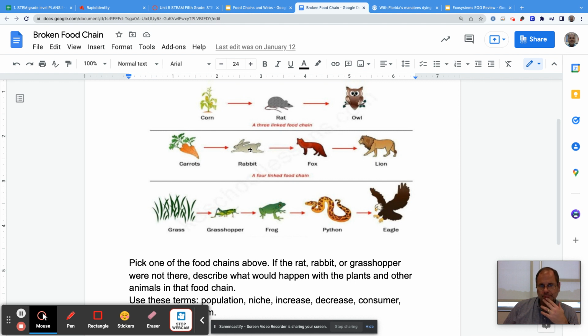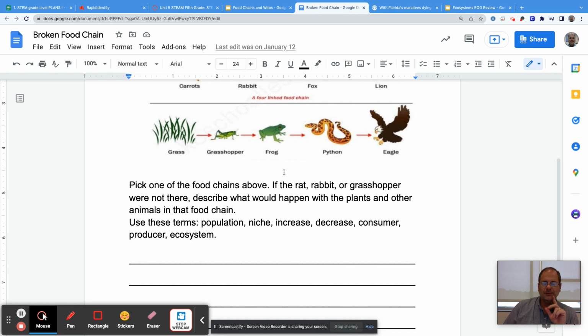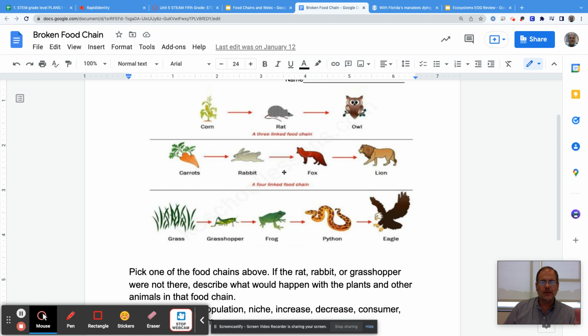The rabbit, something happened to the rabbit and there was less rabbits. So the foxes were hungry and the lions were hungry, but the carrots kept growing because there was nothing to eat the carrots. Then there's a grasshopper, and we sprayed some spray and killed all the bugs. Well, we killed the grasshoppers. So the frogs were hungry, the snakes were hungry, the eagles were hungry, but the grass had nothing to eat it. So the grass kept growing and growing. So this is what happens if you disturb the food chain. Something is going to excel and grow and increase. In this case, the plants increased and the consumers decreased. Okay, what happened to that?